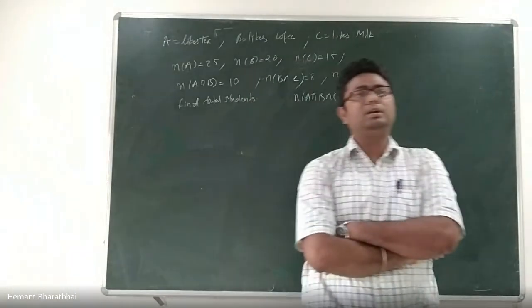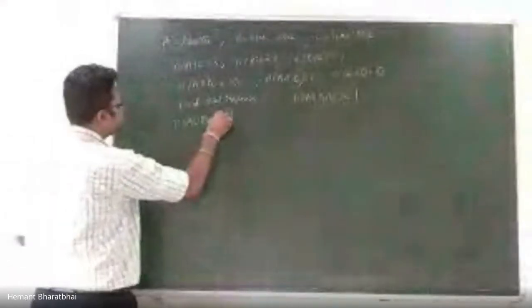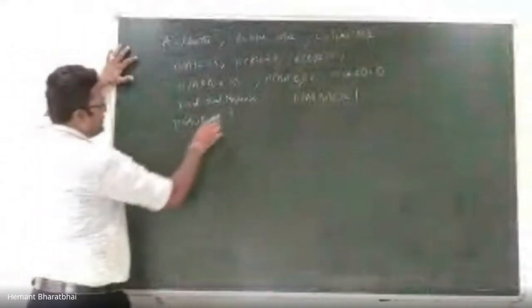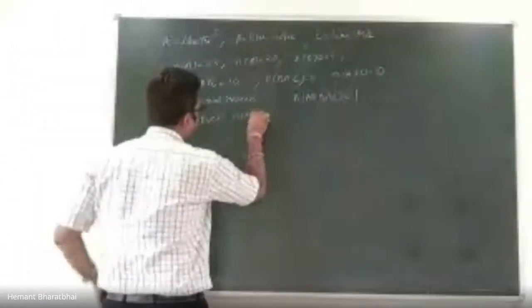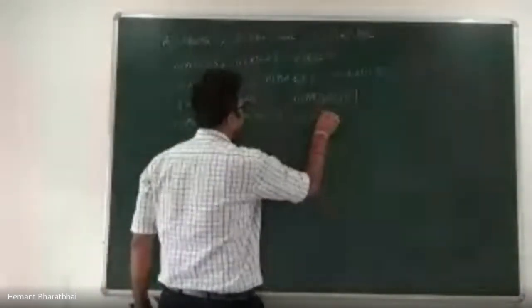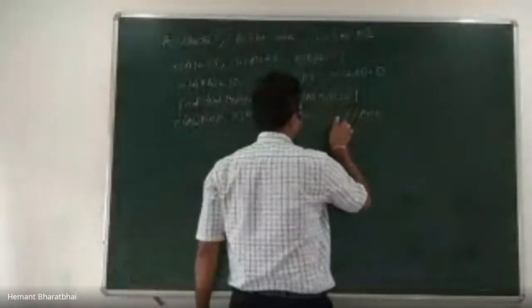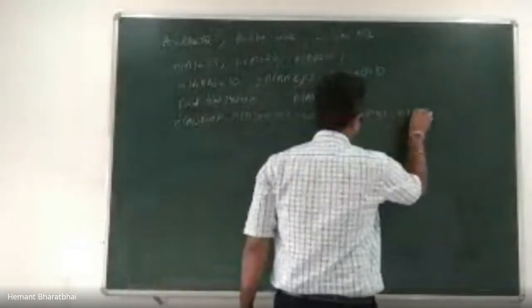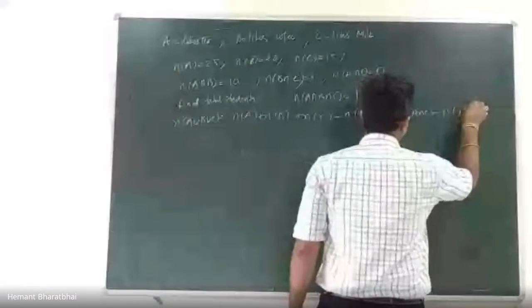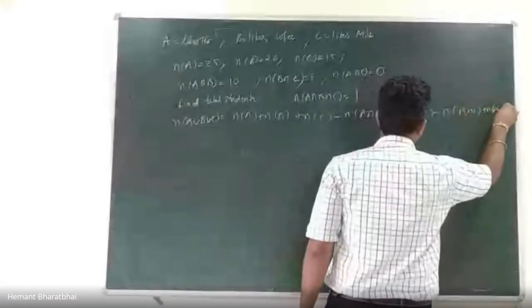So the number of students taking at least one beverage, tea or milk or coffee. Find out the total students. It means I need to find out A union B union C. So let's write the formula. A union B union C is nothing but n of A plus n of B plus n of C minus n of A intersection B minus n of A intersection C minus n of B intersection C plus number of elements in A intersection B intersection C.